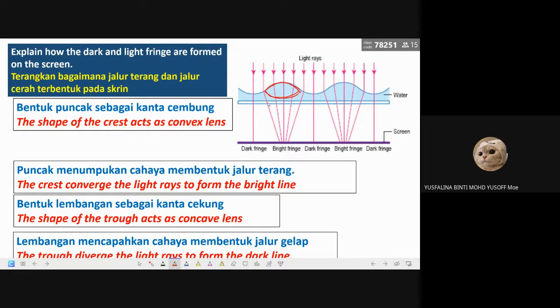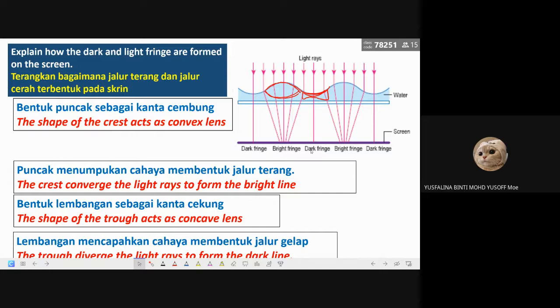So when they converge all the light rays to one point, they will produce the bright fringes, because they focus all the light rays to one point. All right, while at the trough here, you can see this one acts like a concave lens. Okay, concave lens is like this. So the characteristic of the concave lens is that it diverges, it spreads the light. So all the light is not focused at one point. So that's why at the trough you will see there are dark fringes there. Okay, so that's the explanation why you can see there are bright fringes and dark fringes.